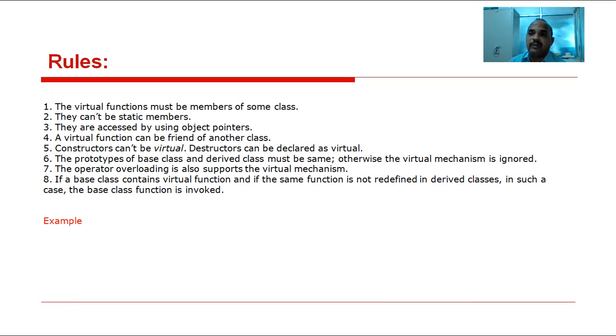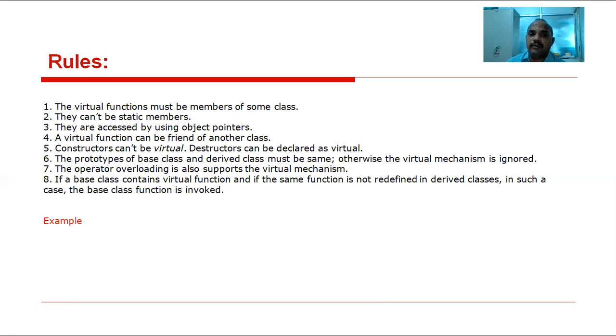The first rule is that a virtual function must be a member function of some class. They can't be static member functions. They are accessed by using object pointers. A virtual function can be a friend of another class. Constructors can't be virtual, but destructors can be declared as virtual.